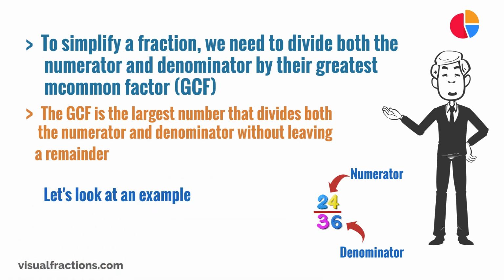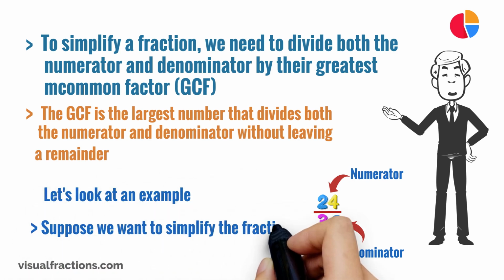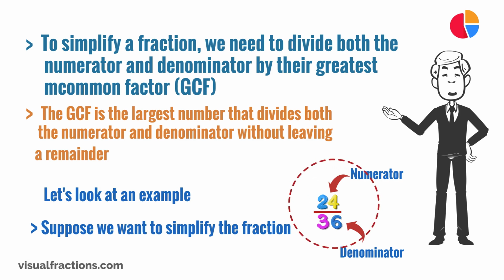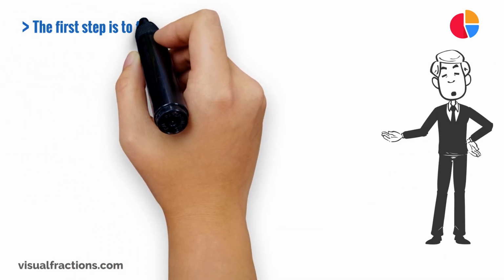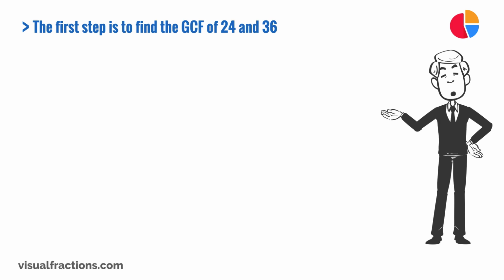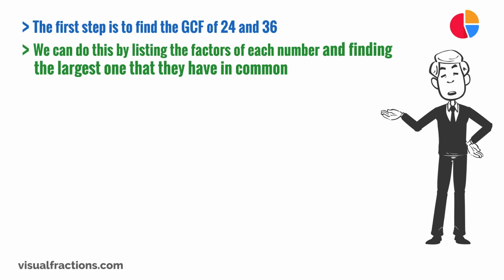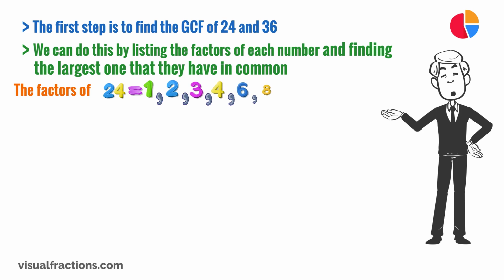Let's look at an example. Suppose we want to simplify the fraction 24/36. The first step is to find the GCF of 24 and 36. We can do this by listing the factors of each number and finding the largest one that they have in common. The factors of 24 are 1, 2, 3, 4, 6, 8, 12, and 24.